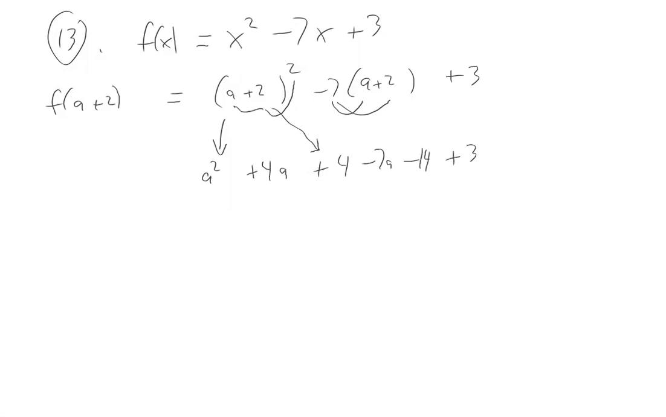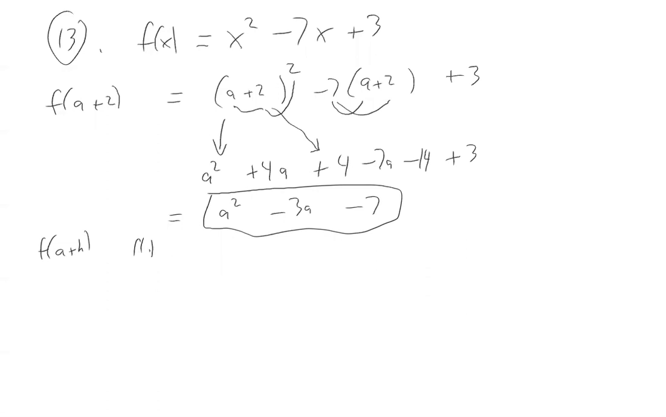So now you combine the like terms and you'll get a squared minus 3a. 4 minus 14 is negative 10. Negative 10 plus 3 is negative 7. So a squared minus 3a minus 7. That's the answer. And then next, part B, it says find f of a plus h minus f of a.